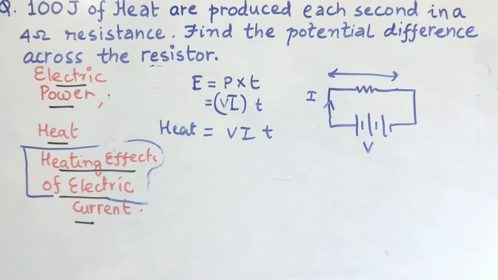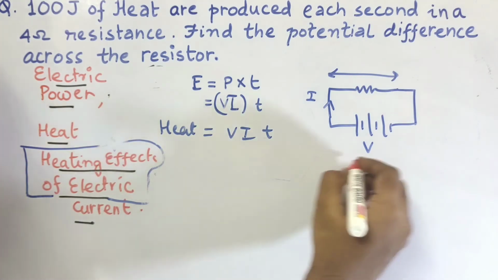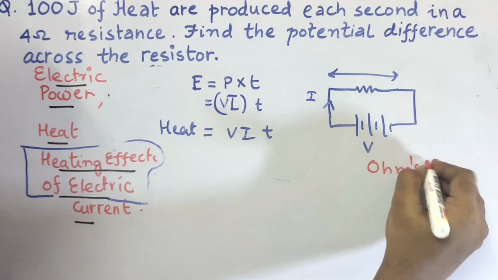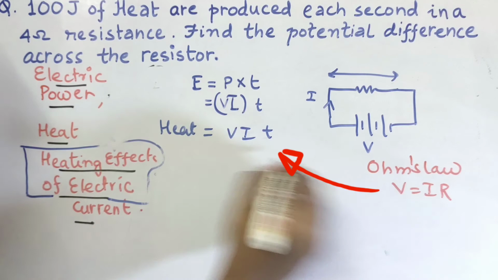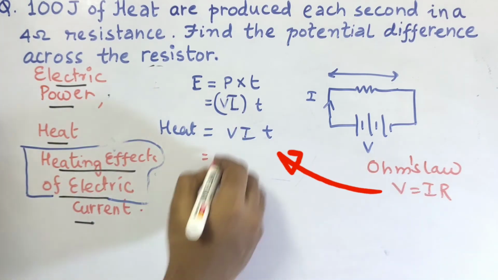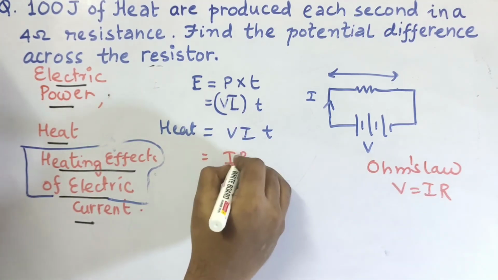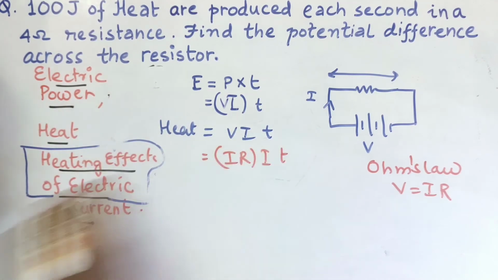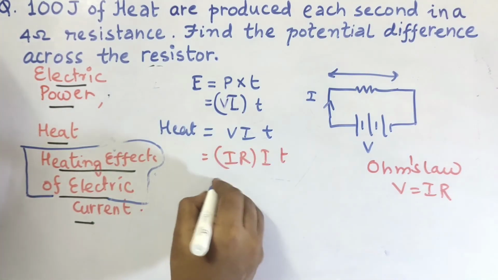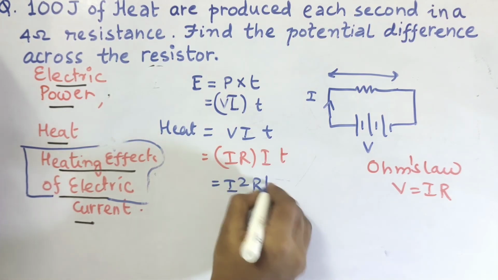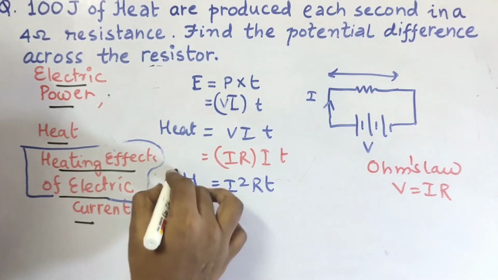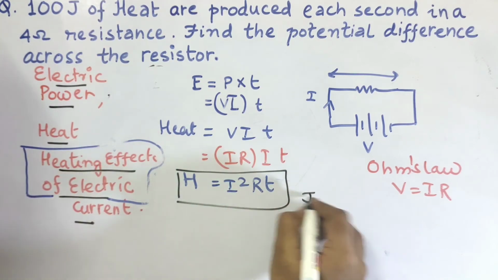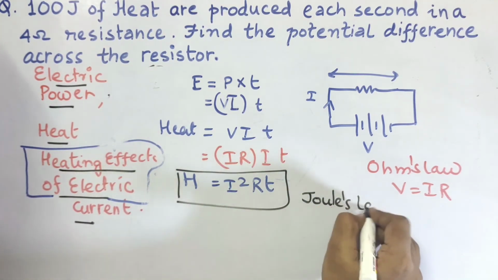VIT. If I use Ohm's law, V is equal to IR. So if I put IR instead of V, then I'll get IR into I into T. This is equal to I square RT. So heat is equal to I square RT. This formula, we call it Joule's law of heating.